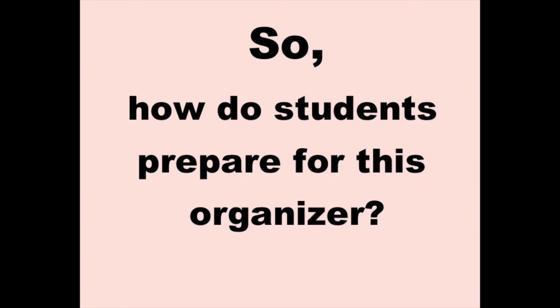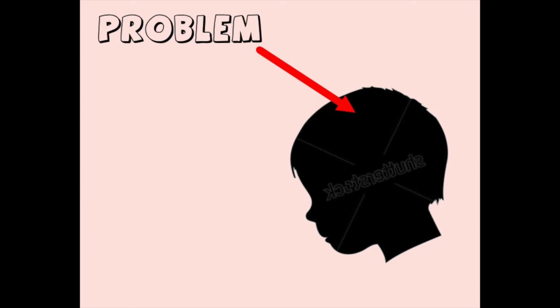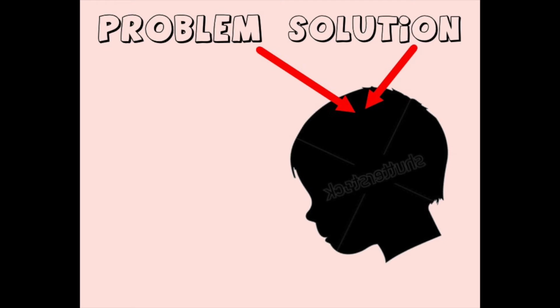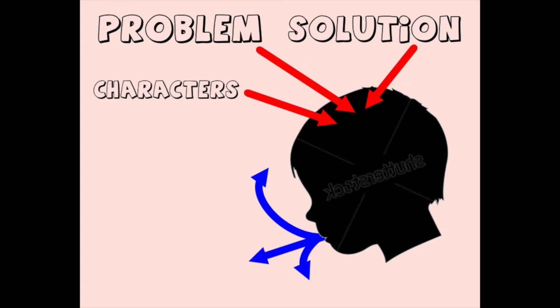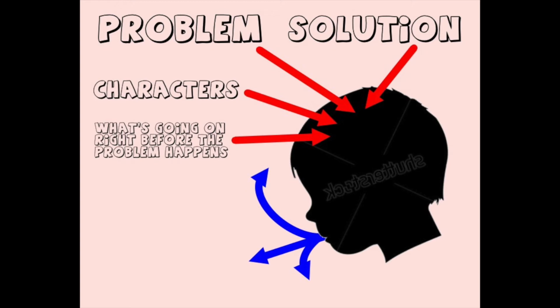So, how do students prepare for this organizer? Well, before they begin, the students should know in their head the problem they want in their story and the solution. They should be able to share it verbally. They should decide on a couple of characters. And finally, decide on what normal thing is happening when the problem occurs. For some reason, this usually proves to be the hardest part.